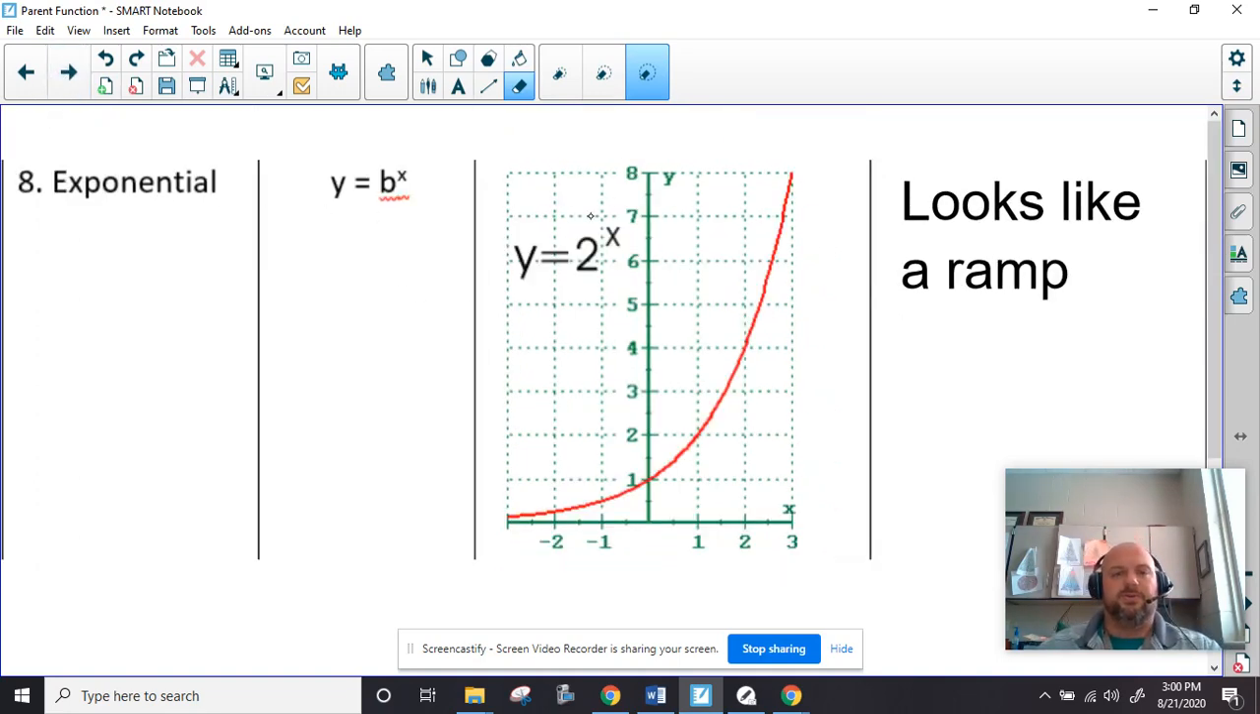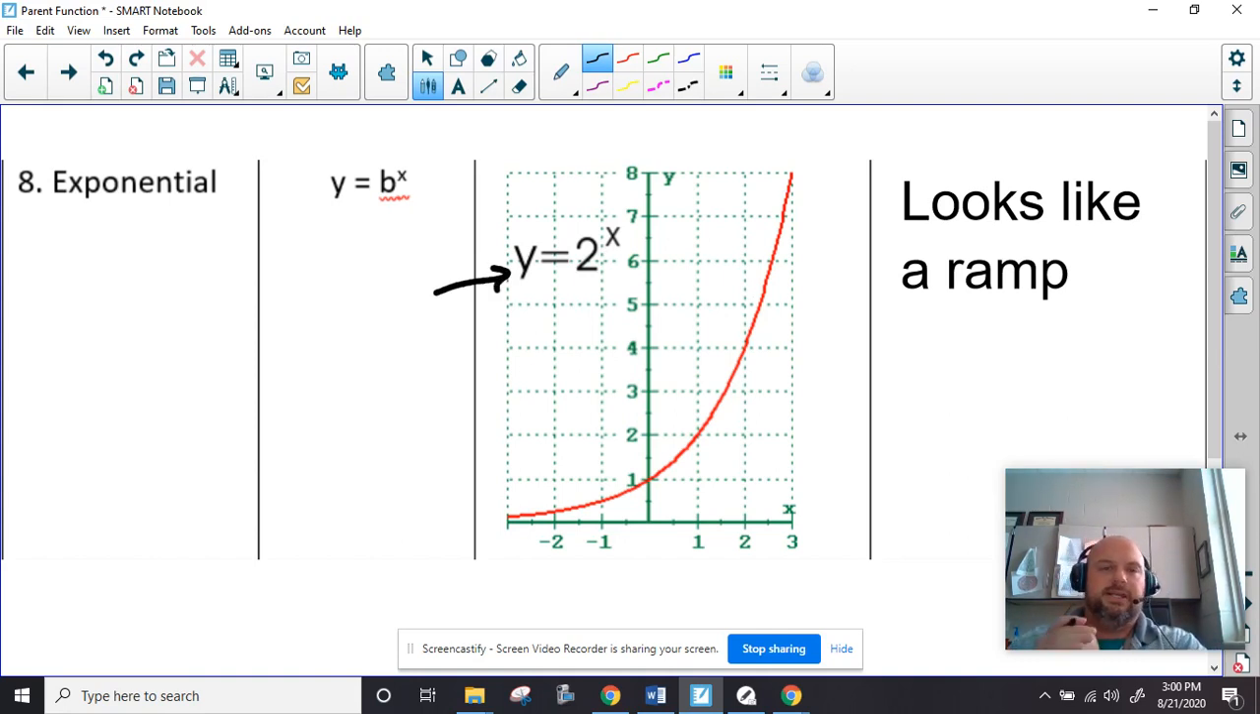All right, exponential looks like a ramp. It goes up. This is kind of the function that we look at when we study exponentials. Believe it or not, it never touches. It always has an asymptote. It could get to 0.00000000001, but it will never touch. This one will never touch the x-axis.